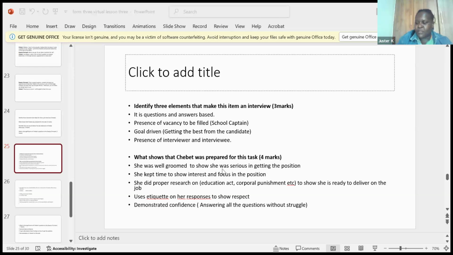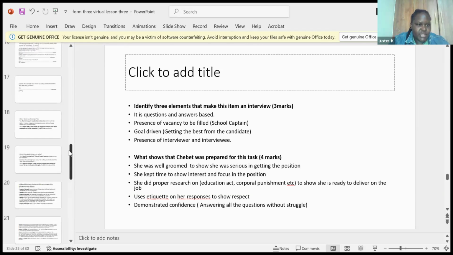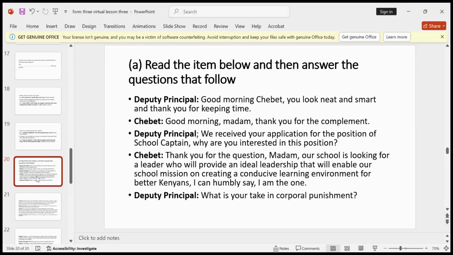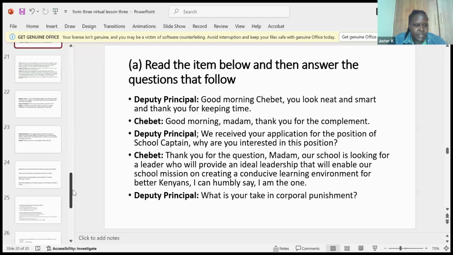What shows that Chebet was prepared for this task? She was well groomed to show she was serious in getting the position. Can you give us the illustration for the well groomed? What shows that she was well groomed? In the first slide, where the deputy principal says, "Good morning, Chebet. You look neat and smart, and thank you for keeping time." Thank you. That is correct. So apart from keeping time, the fact that Chebet looks neat and smart shows that Chebet was well groomed.